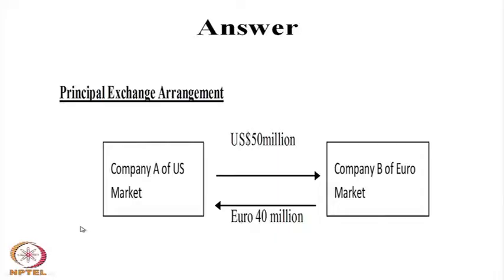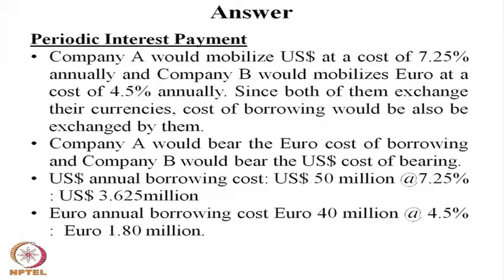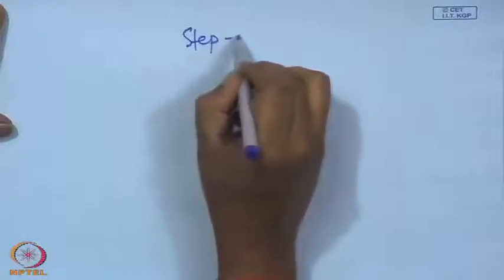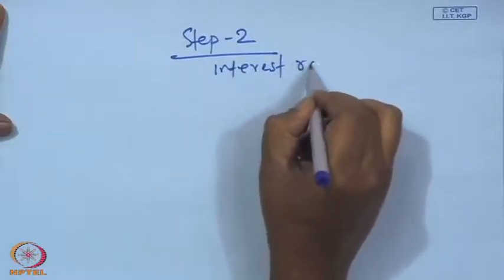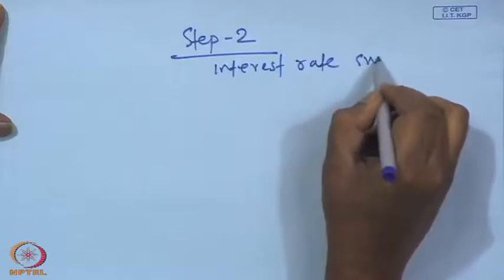If you see the diagram here, the US company A in the US market raises 50 million and sends it to company B, and European company B raises 40 million euro and gives it to company A in the US. The principal transaction is over, as I mentioned. Now the second step is the interest payment transaction, the interest rate swap.